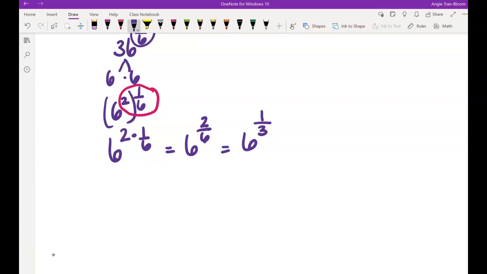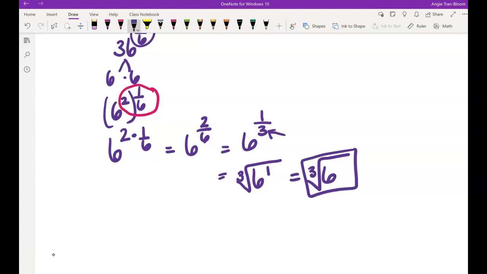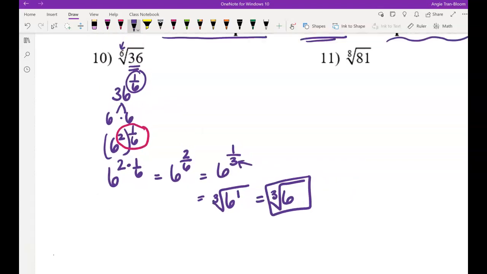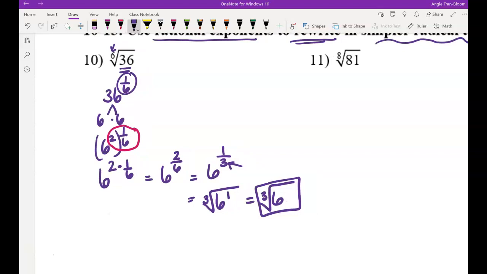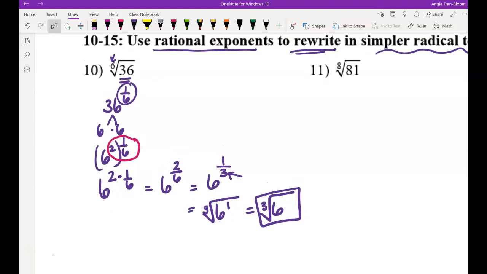Well, now our final answer said it has to be back in radical. So that means this denominator is your index, and then 6 to the first power. But normally we don't really keep one power as in the final answer. So that's a simpler radical expression using rational exponent to manipulate.